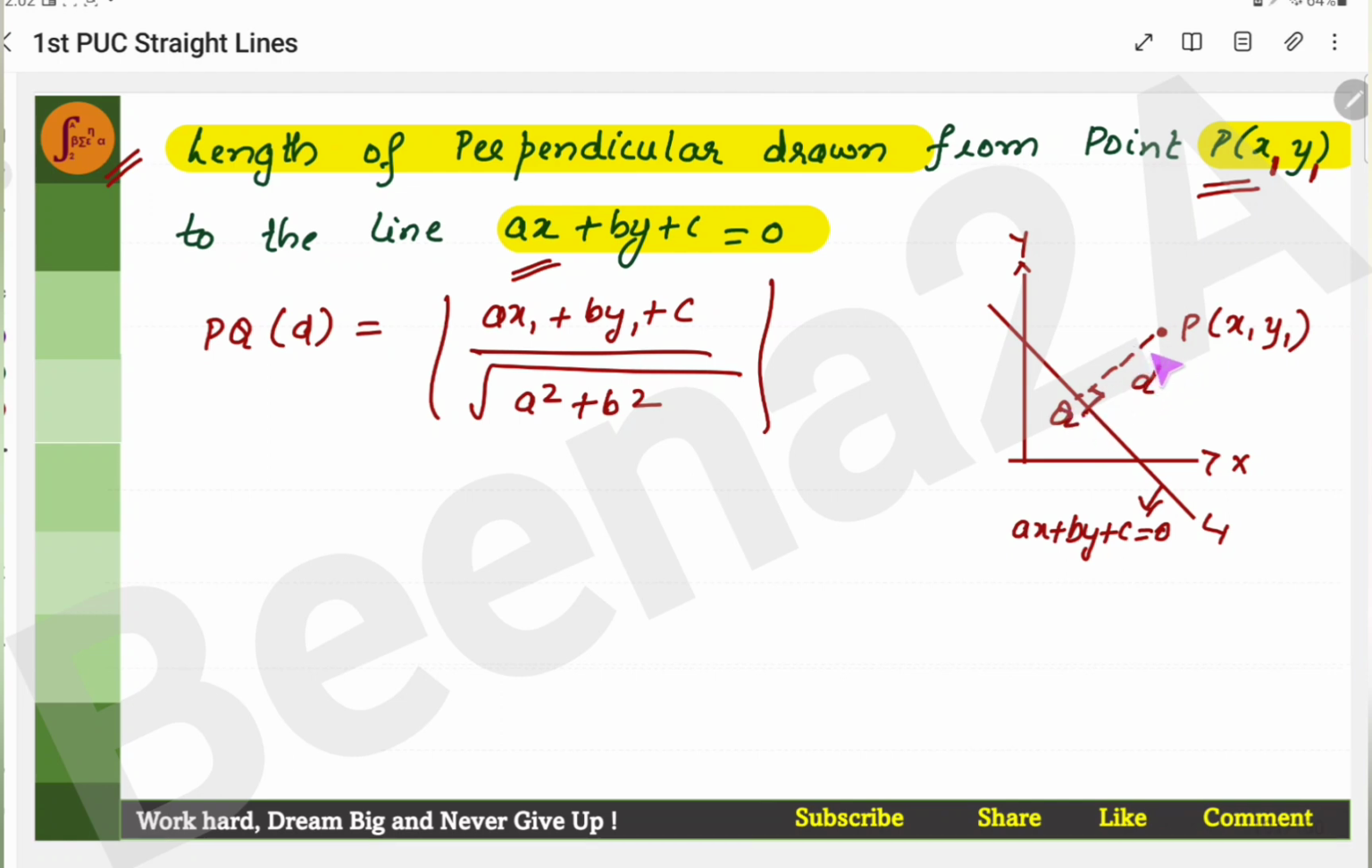Now what will be the distance? The distance is given as ax1 plus by1 plus c by square root of a square plus b square. There is a lengthy derivation for this. If anybody wants to understand the derivation, do drop in your comments, and I'll prepare a separate video. Here we have to take this line equation and, instead of x and y, put the point x1, y1. That's why it is x1, y1. So we can take one example.